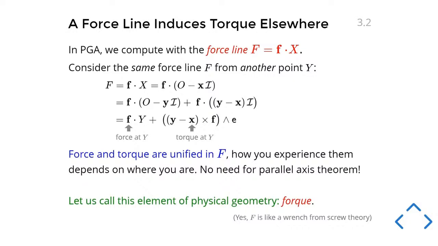So because I'm standing at Y, I suddenly feel both a force and a torque, but they are completely unified in the geometric object that is out there in nature that I am subjected to. Now, because the force and the torque are united, we call them fork to indicate that aspect. And so the whole dynamics in PGA will not require you to split these things into forces and torque. If you know where you stand and you want to know what you feel there, you can do it. But nature develops independent of where you are, and the fork encodes that.